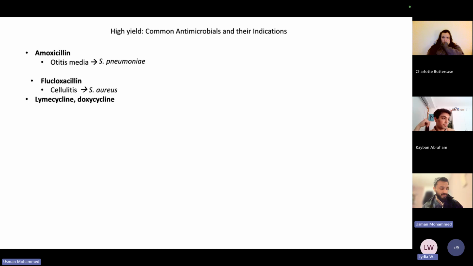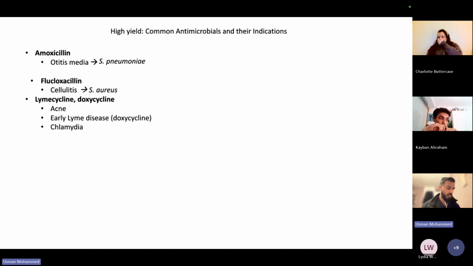We've got a comment for gonorrhea. Not gonorrhea, the other one begins with a C. Chlamydia. So we mentioned acne, Lyme, and chlamydia. The causative agent of acne most likely is Propionibacterium acnes. Lyme disease, we covered before, is Borrelia burgdorferi, and chlamydia is Chlamydia trachomatis.